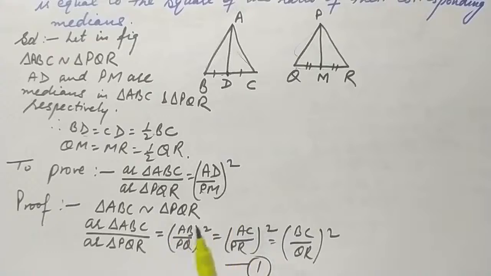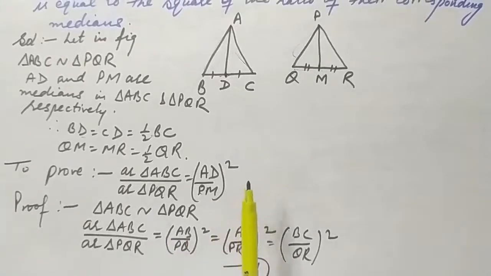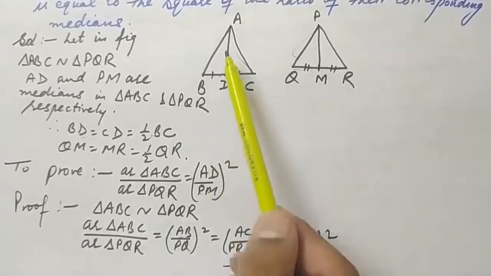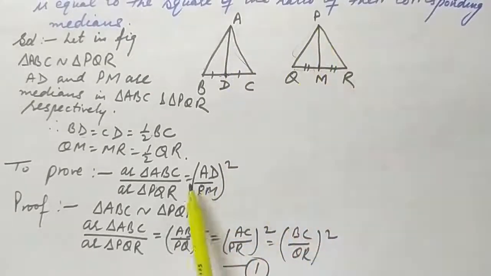My motive is to make AD over PM equal to any of these. Suppose AD over PM is equal to AB over PQ. If these two are equal, then I will fill in this place and my answer will be there. So my motive is to prove AD over PM is equal to AB over PQ.